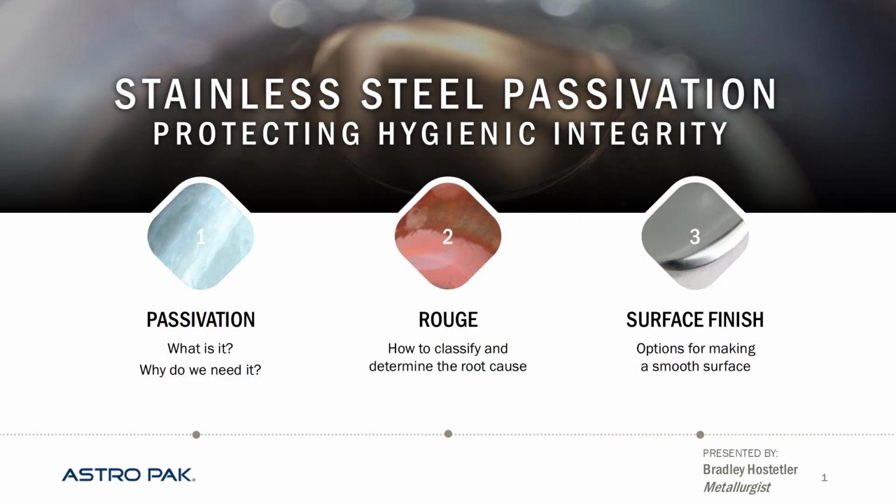I'm breaking it down into 3 phases. We're going to begin with passivation. What is passivation? Why do you need to passivate? What instances would require repassivation of stainless steel? Then we'll talk about corrosion of stainless. Rouge, corrosion of stainless steel, some root causes, mechanical damage, chemical damage, and then finally land the plane with surface finish. What methods do we have for improving surface finish, and why do we want a smooth, cleanable surface?